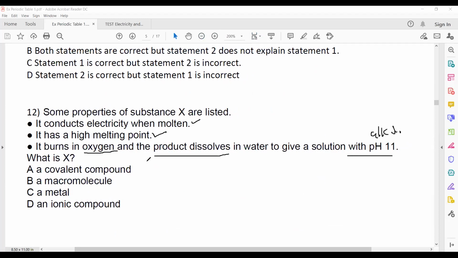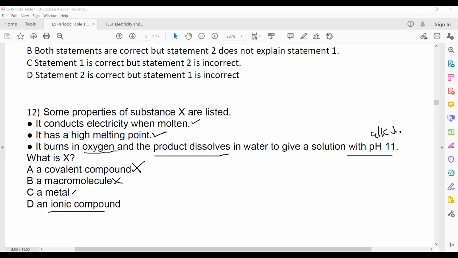It cannot be a covalent compound. Why can it not be a covalent compound? Because covalent compounds do not conduct electricity. Then it's a macromolecule, a giant structure such as diamond, graphite, and silicon dioxide. But diamond and graphite cannot be an answer, because in the question it is conducting in a molten state.